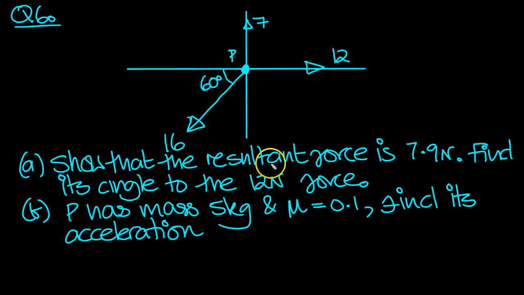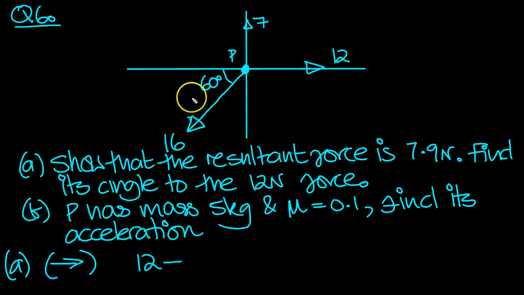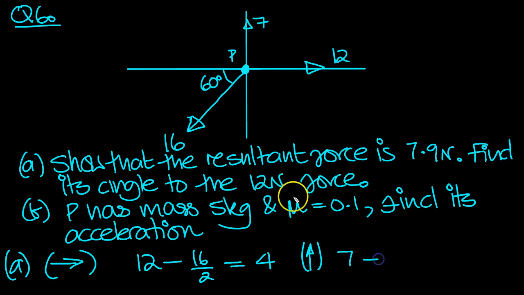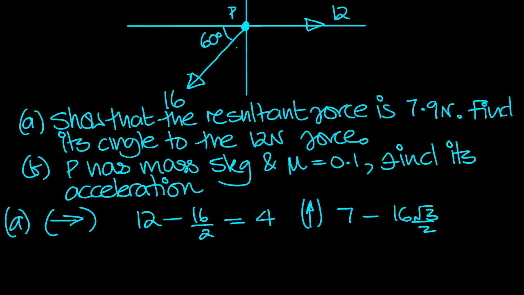Here are our forces then. So the resultant force, let's have a look at part A. Horizontally, let's resolve the forces. We've got 12 minus 16 cos 60, which is 16 sin 30, which is a half, so 12 minus 8 is 4. Vertically, we've got 7 minus 16 cos of this angle, which is sine of this angle. Sine 60 is root 3 over 2, which equals 7 minus 8 root 3.